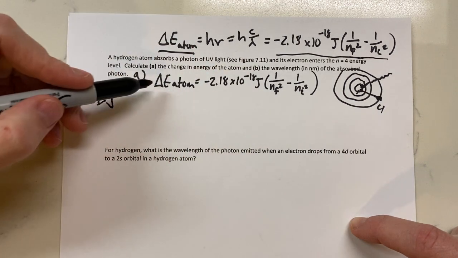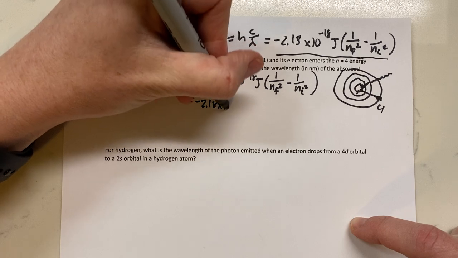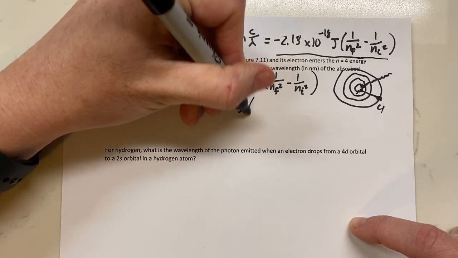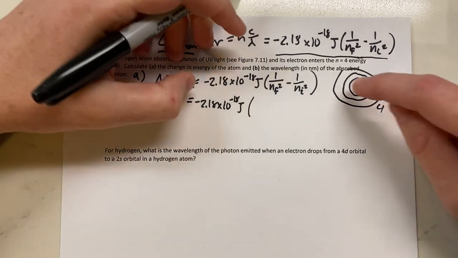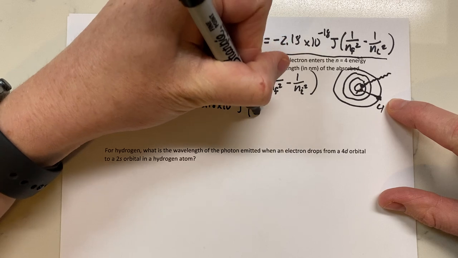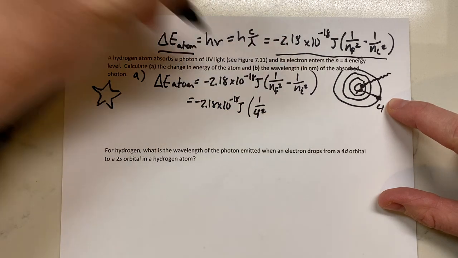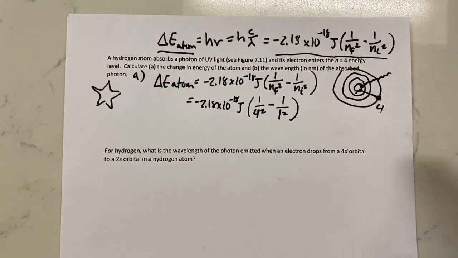All right, so let's go back over here. We're calculating the energy of the atom. We know that it's negative 2.18 times 10 to the negative 18 joules times 1 over n final squared. Where did we end up? It absorbed, which means it had to go up in energy. So our final is 1 over 4 squared. Our initial is 1 over 1 squared. And now we can calculate this out.